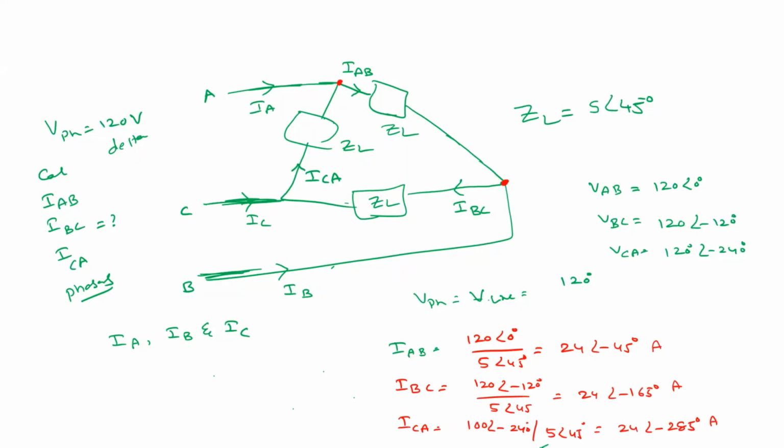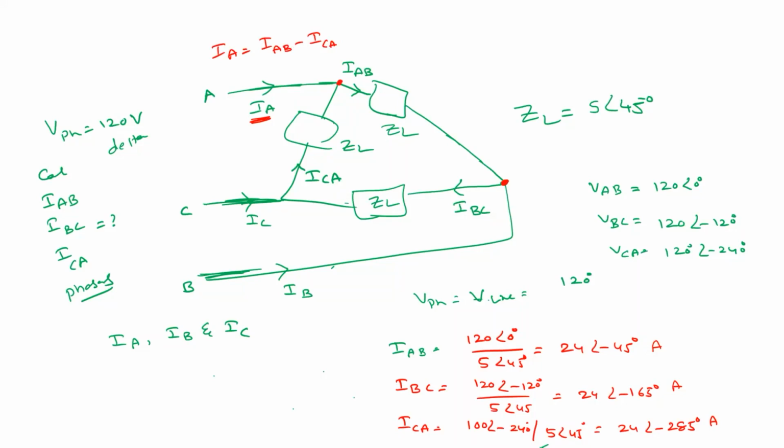Okay. So this question is also asking for IA, right? So what is IA here? If you apply KCL at this node, what is IA? So what are the incoming currents? IA can be ICA plus IAB, or IAB minus ICA. Is this correct? Yes, sir. IAB minus ICA, right?